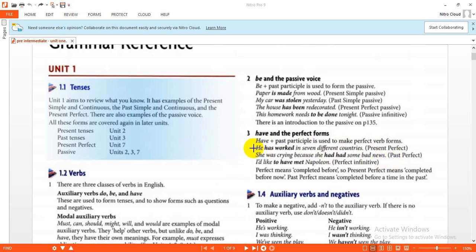جملة مبني للمعلوم لوجود الفاعل. She كذلك مبني للمعلوم. I مبني للمعلوم. He has worked in 7 different countries. Present perfect. المضارع التام. She was crying because she had some bad news. Past perfect. She had some bad news. Past perfect. I'd like to have meat. Perfect infinitive مصدر للتام.